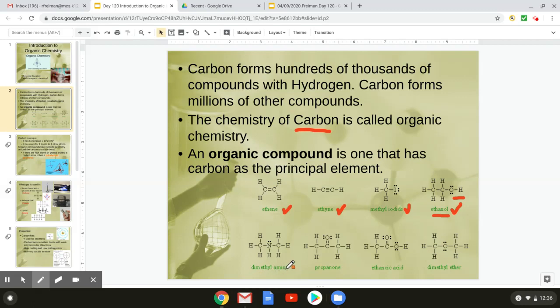We can have dimethylamine, propanone. It's all based upon how many carbons you have and then what's special in it. So it's naming things, sort of like an address. We're going to learn a whole new naming system. Here's ethanoic acid, dimethyl ether. You can have dimethyl ethyl ether. Oh, there's some great things we can do.